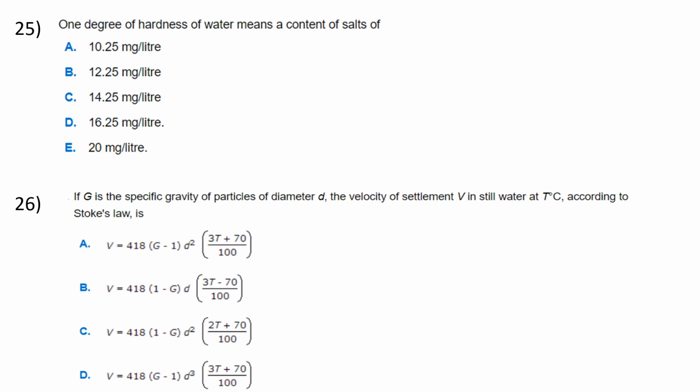Question number 26. If G is the specific gravity of particles of diameter small d, the velocity of settlement V in still water at T degrees Celsius according to Stokes' law is, we have got 4 options, and there are small changes in all these 4 options, and from these options the correct answer is B. The correct equation is V is equal to 418 into (G minus 1) into d squared into (3T plus 70) divided by 100. So the correct option is B.